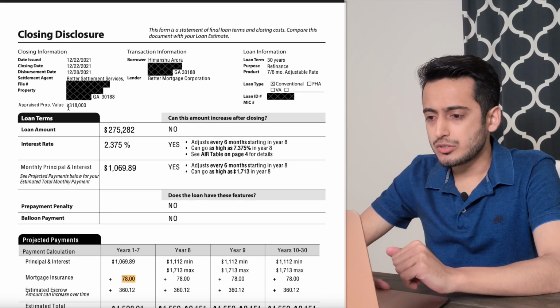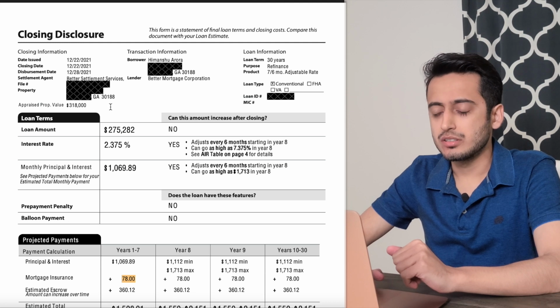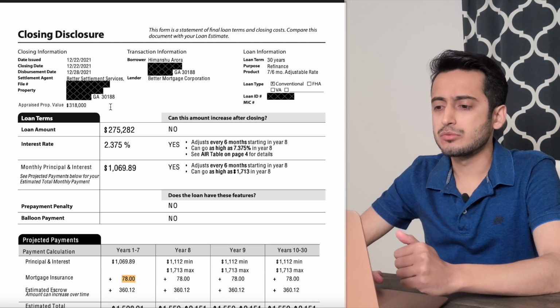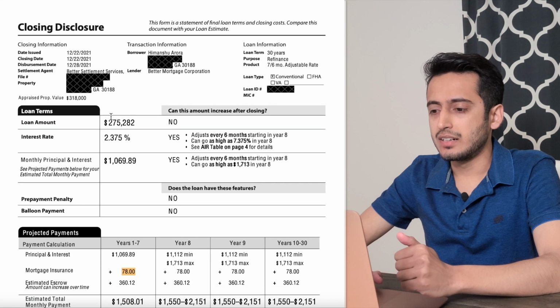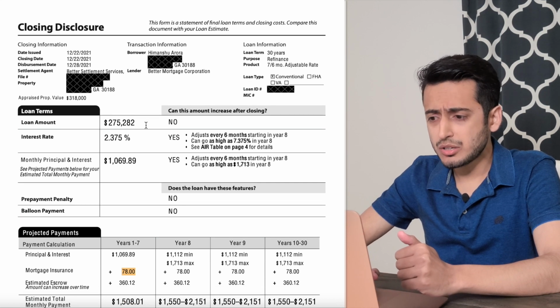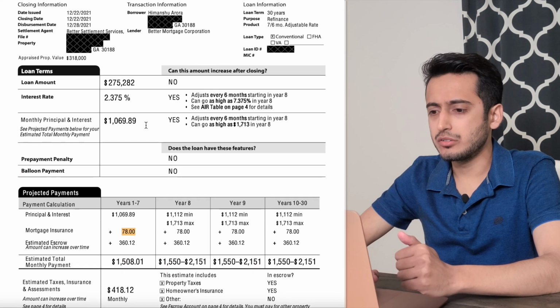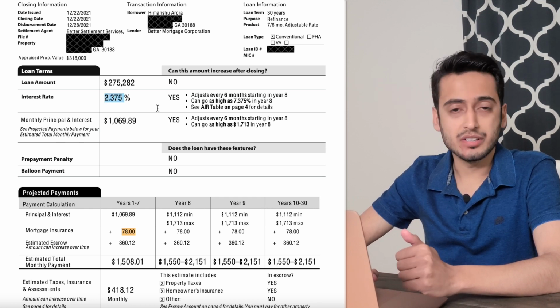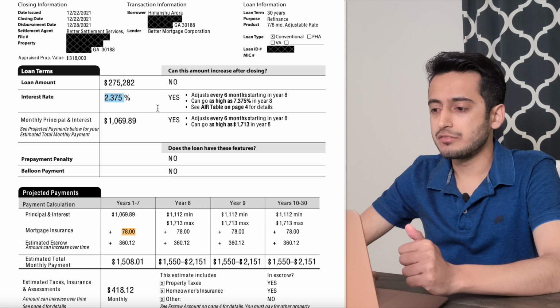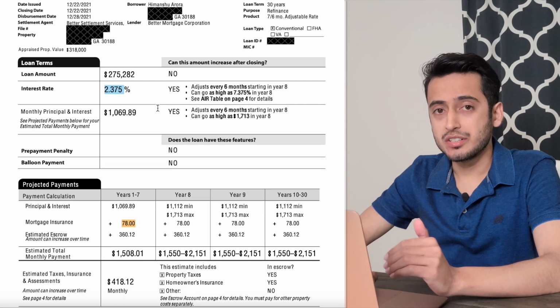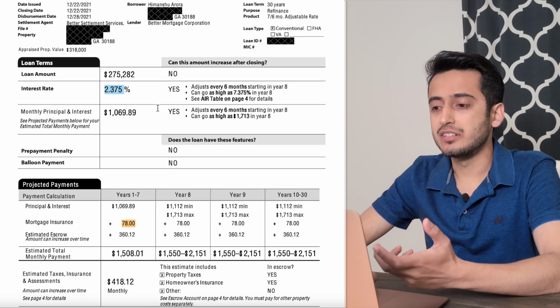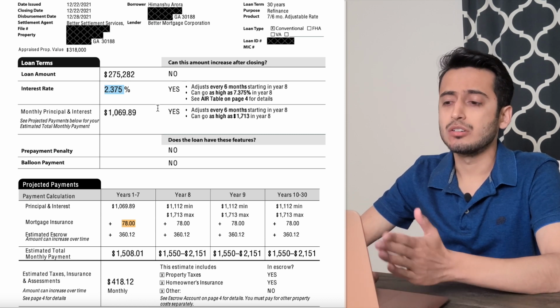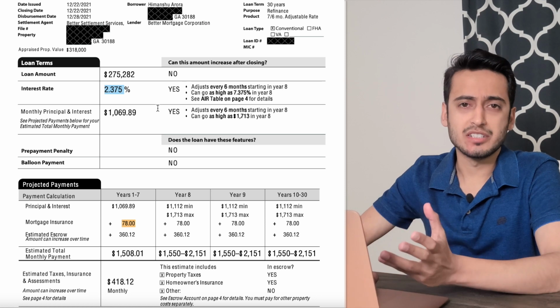So this was the property value, that is $318,000. After appraisal, that's what my house value came in, and this is my loan amount, the money that the bank is lending me on this property. This is my interest rate. So this is a very good and very low interest rate, 2.375%. However, this is not a fixed loan, so ये 30 years तक ये सेम नहीं रहने वाला, ये 7 years तक फिक्स रहेगा और उसके बाद हर 6 महीने में ये मार्केट के हिसाब से एडजस्ट करेगा.